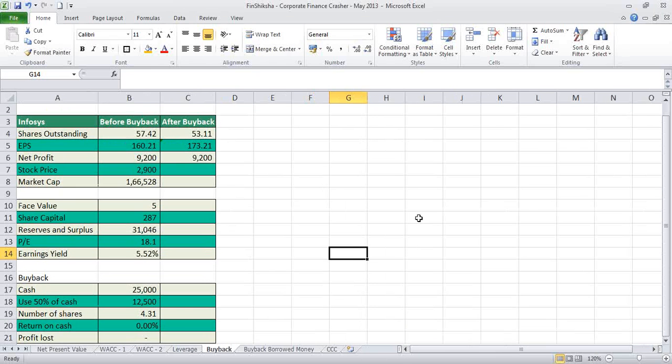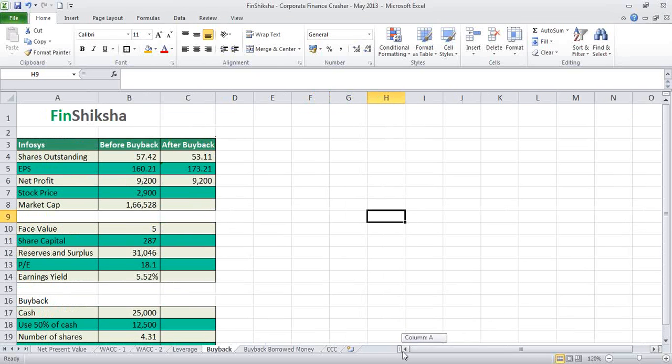So you could buy back shares, which is effectively buying back shares from the market using your money that you have on the books or borrowing money. So I've taken two examples, a buyback with own money. They have 25,000 crore of cash, which they are using to buy. And we will say that, let's say they buy back using borrowed money. We'll look at that concept later on.